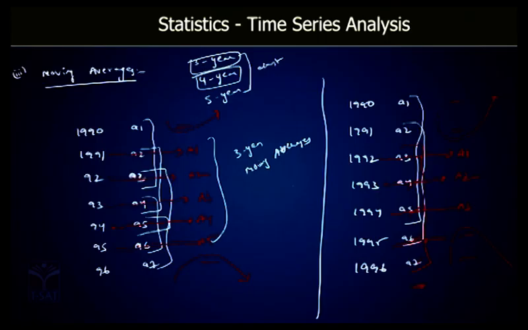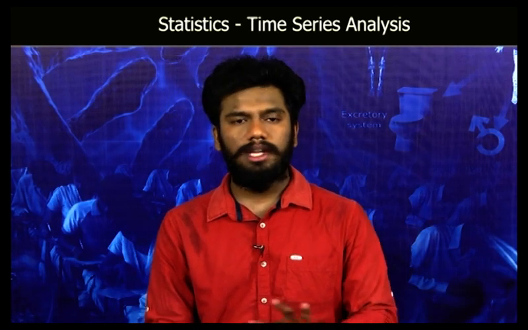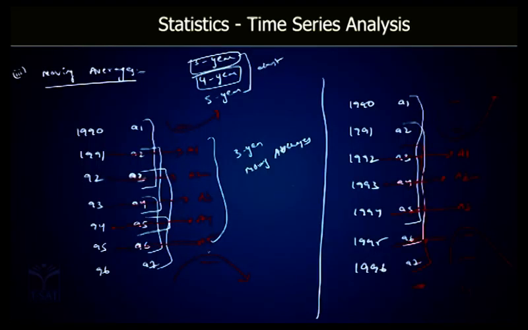So when you are finding the 5-year moving average, the data points are reduced by 4 values, the upper 2 values and the lower 2 values. Whereas when you are calculating the 3-year moving average, the data points are reduced by 2 points, that is 1 in the upper and 1 in the lower. So these are 2 important points you have to remember for the 5-year moving average and the 3-year moving average.